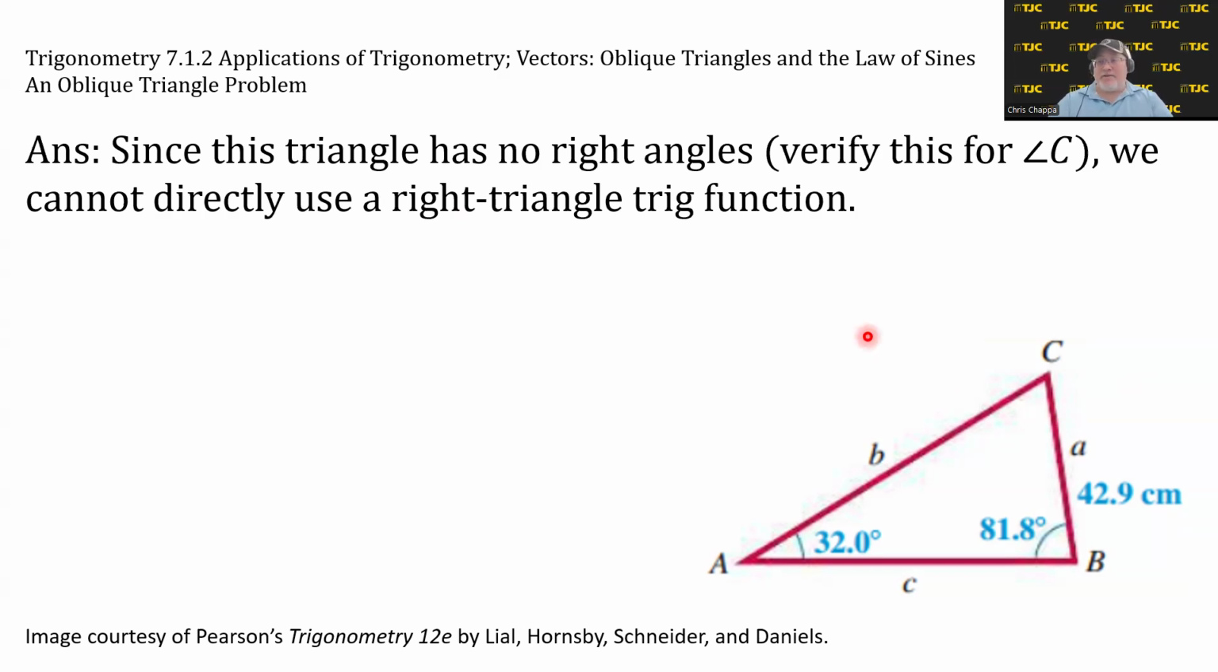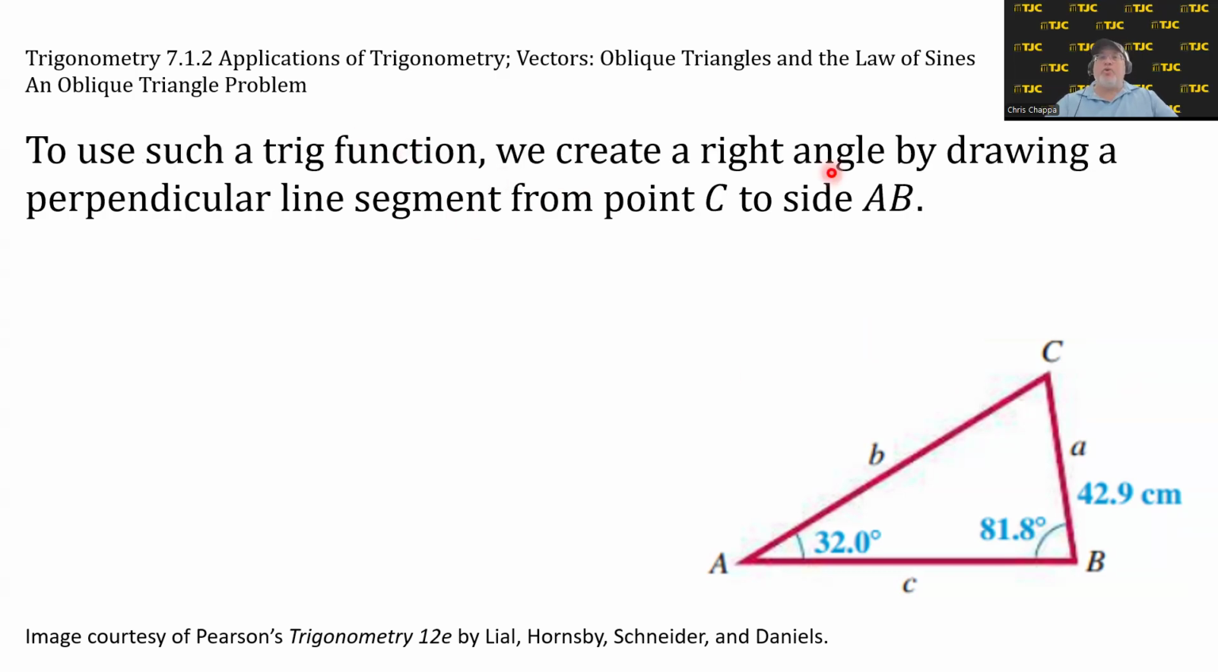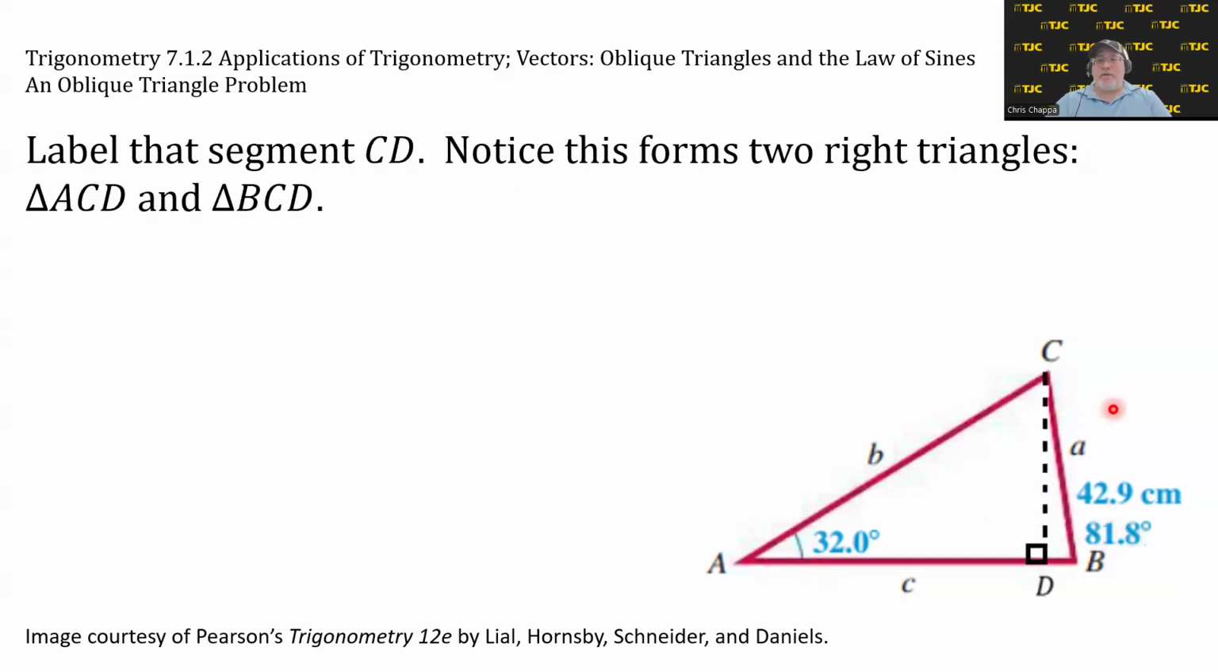So how can we fix that? Well, let's make some right triangles. To use such a trig function, we create a right angle by drawing a perpendicular line segment from point C to side AB. In other words, we're going to drop a perpendicular segment from C. Notice I moved the angle measurement for angle B outside because it was in the way, but that's still the measure of angle B. Let's label the segment CD, so D is a point on side AB.